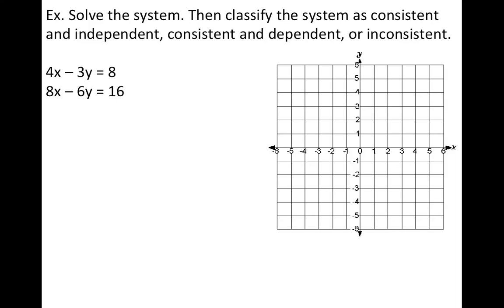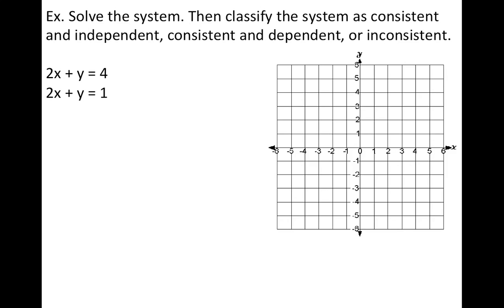So when we solve each of these equations out for y, we get y equals 4/3 x minus 8/3. And for the second equation, we get y equals 4/3 x minus 8/3. Now, notice how both of our slopes and y-intercepts are the same. We don't even have to graph this line because we already know it is the same line. That means we'll have infinitely many solutions and will be consistent and dependent.